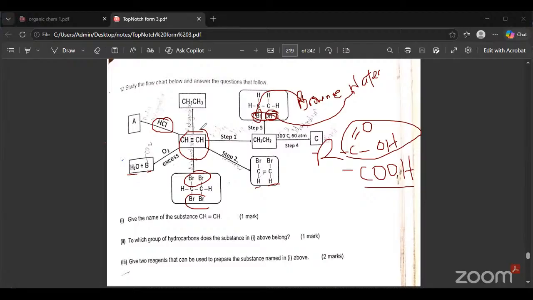Alkynes. So give two reagents that can be used to prepare the substance. Name one above. So you know the substance. What is used to prepare ethyne? Ethanol? Water? No. Ethyne is this one. Mimi nilifunza hii sasa.